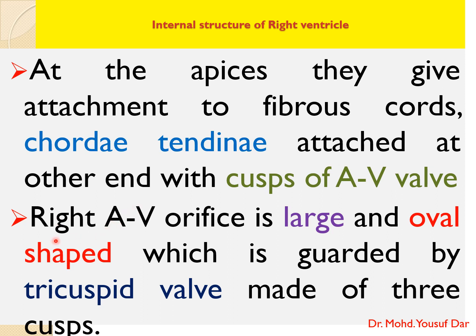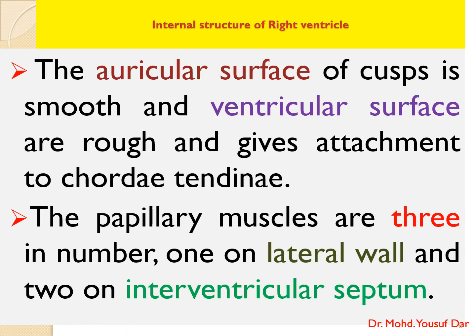Now the right atrioventricular orifice is large and oval shaped, and it is guarded by the tricuspid valve, which is made of three cusps. Each cusp presents two surfaces. One is known as the auricular surface and the other is known as the ventricular surface. The auricular surface is smooth, while the ventricular surface is rough and gives attachment to the fibrous cords known as chordae tendineae.